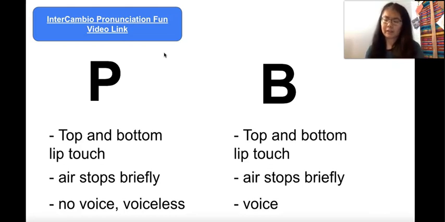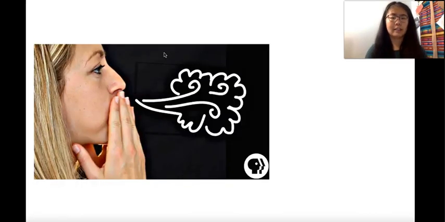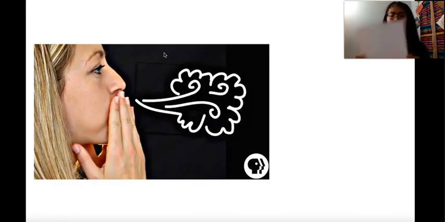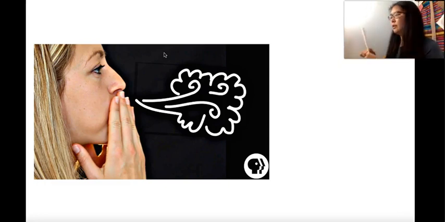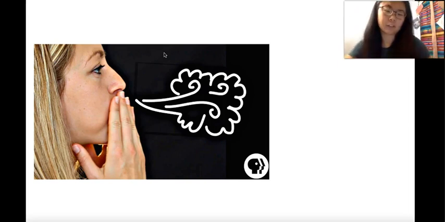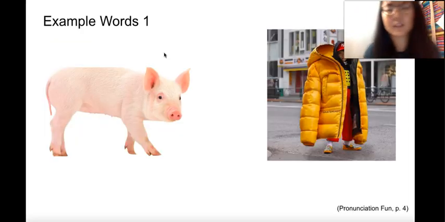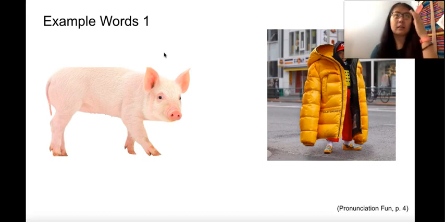So one thing that your teacher may have you do is take a piece of paper and practice stopping the air. So stop, stop, right? You can see the paper move. So that's one way to practice different letters that have the air stop.